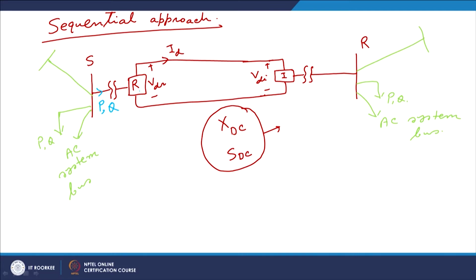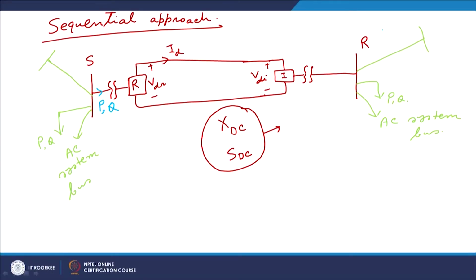So at the rectifier side, because in the case of HVDC link the real power flows from the rectifier side to the inverter bus, real power will flow from the sending end bus to this rectifier, and reactive power also has to flow from the sending end bus to this rectifier. What happens in the case of inverter?